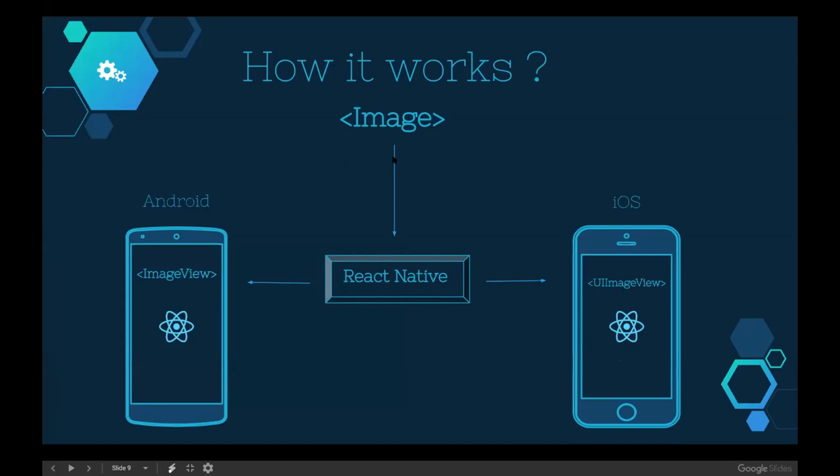It's going to bind the image to that particular API. So for example, when it is running on Android, the image is bound to ImageView, and that's how an image is rendered on an Android device natively. And similarly, when the image is targeted for an iOS device, the Image component is bound to UIImageView, and the image will be rendered in a native view on the iOS device.